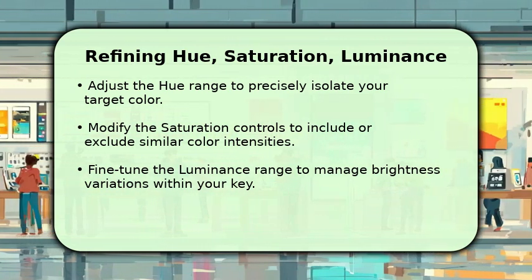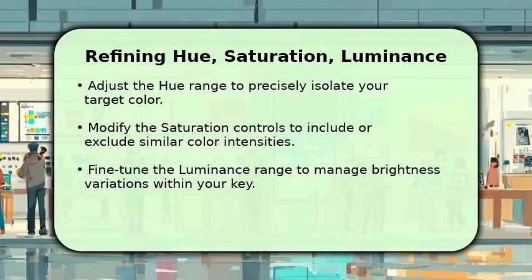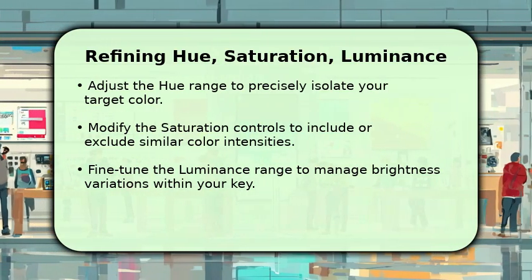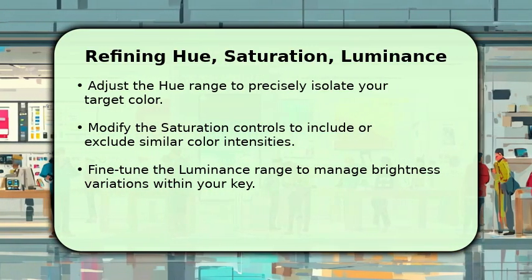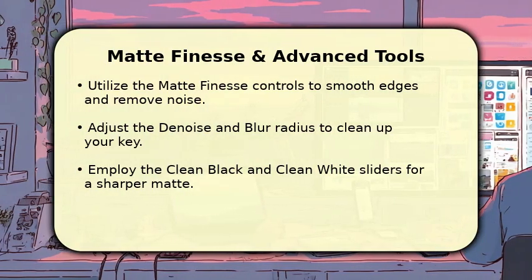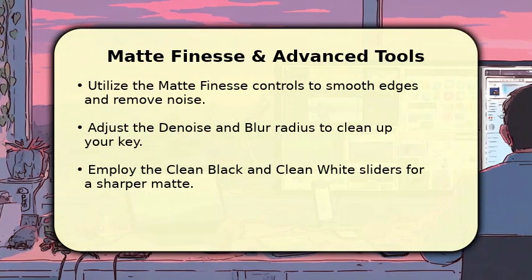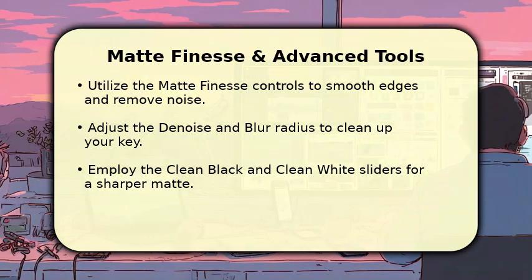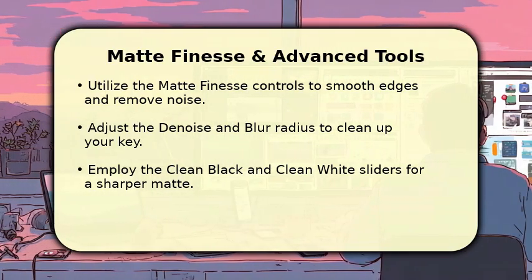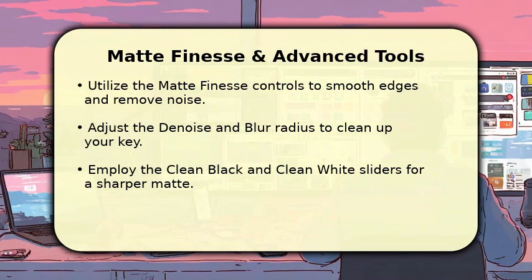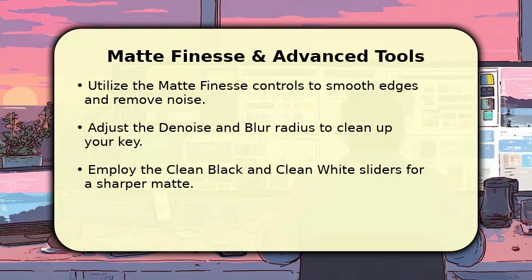Remember to use the highlight mode to visually confirm your selection, aiming for a solid white matte on your subject. After refining your HSL selection, move on to the matte finesse controls for a professional finish. Adjust the denoise slider to remove any speckles or grain, typically starting with a value around 2 or 3.